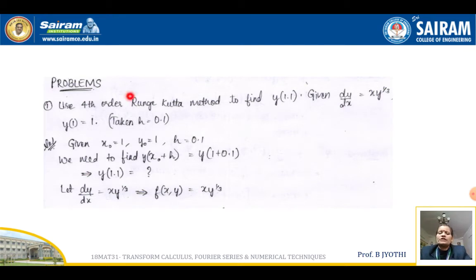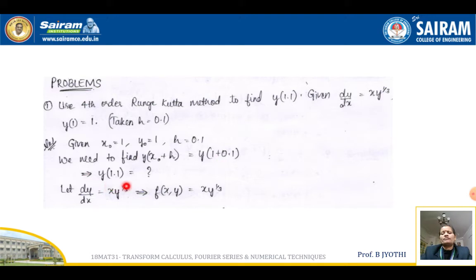Use fourth order Runge-Kutta method to find the y of 1.1 given dy by dx is equal to x y power 1 by 3, and the initial condition given here is y of 1 is 1 and h is equal to 0.1. Because x naught is 1, to reach 1.1 we have to go in the step of 0.1. So here x naught is 1 and y naught is also 1, h is 0.1. Now we need to find out y of x naught plus h, that means y of 1.1.